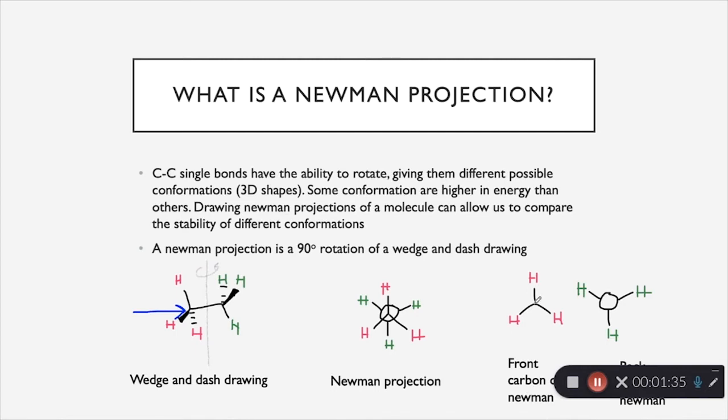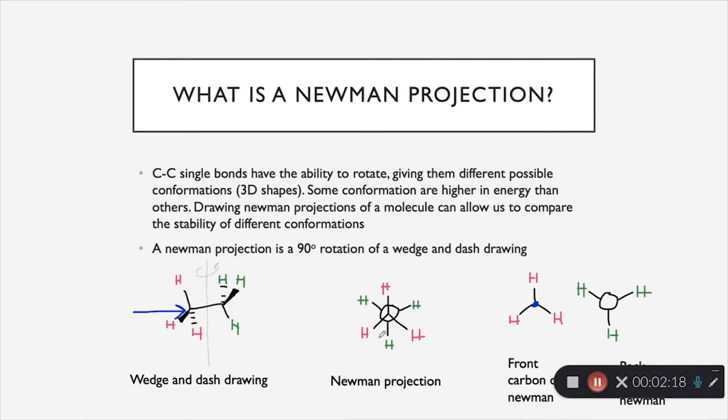We have the front carbon, which is going to be right here, and then we have the atom that is attached to that front carbon that's in the plane going up. Whatever is on the wedge is going to be the atom that is coming out of the page at us, on the right, and whatever is on the dash going behind the page is going to be on the left. Then we have the back carbon drawn as this big circle, and same thing: whatever is in the plane goes straight down, whatever is on the wedge coming out at us is going to be on the right, and whatever is dashed is going to be on the left.